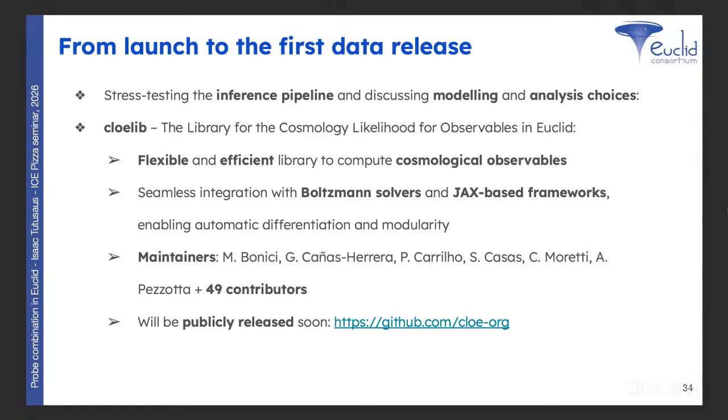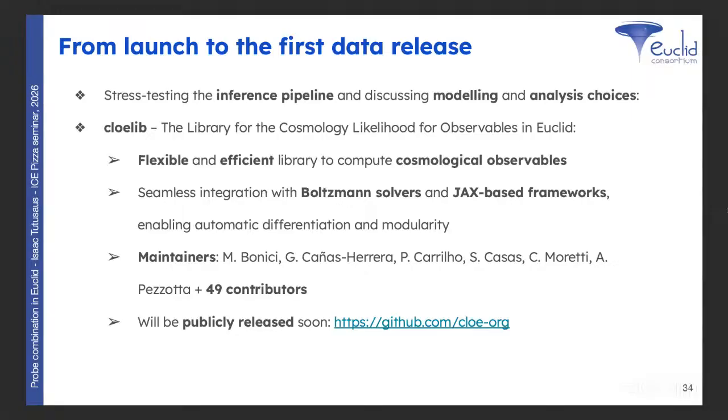Now, I just want to say a couple of things, mostly to give credit to people, because this is not really my work. For CloyLeap, this is a code that we are developing that basically computes the prediction for the observables that we're interested in Euclid. Now, it's about to be public. It will be publicly released very soon.